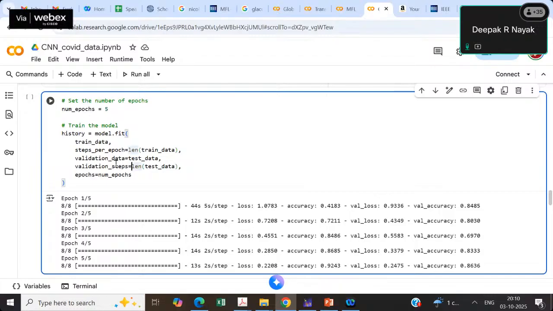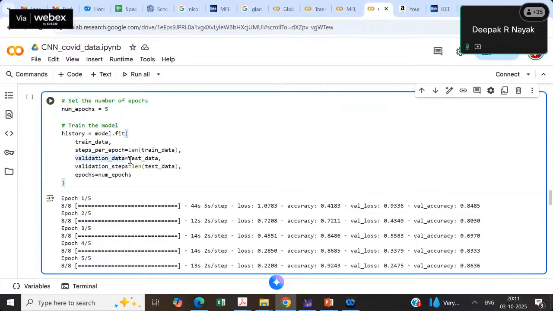But here, actually, there is no validation set. That is why I have taken the test set as the validation set, but you should not do this. Test set is not validation. Validation is something very different. Test set is something very different. We should not touch the test set. It is only used to evaluate the model.